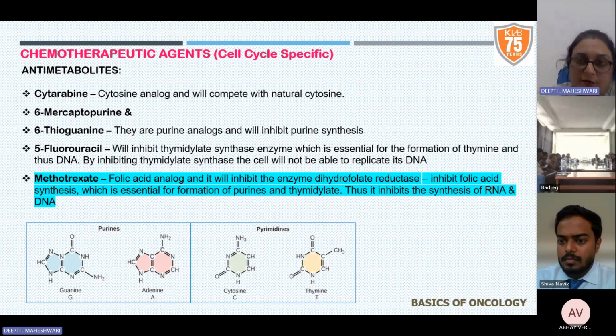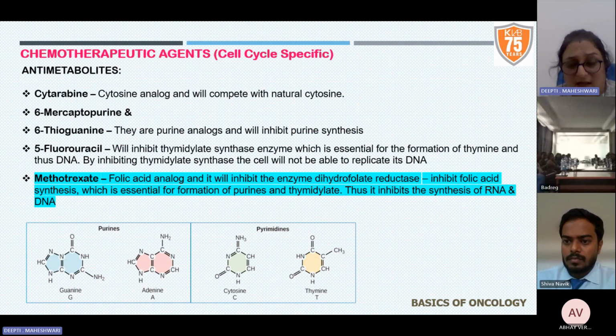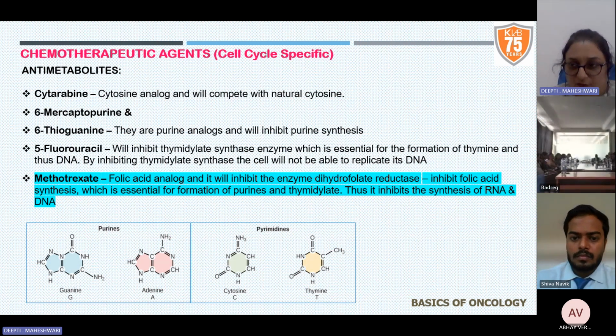So if you don't get the right folic acid for RNA and DNA synthesis, the synthesis cannot take place because the right folic acid is not freely present. Therefore, the RNA and DNA synthesis will not take place. Obviously DNA replication will not be there. If DNA replication is not there, then further the cell cannot multiply itself. So that is the simple mode of action of a folic acid analog, and one of the drugs which is a folic acid analog is methotrexate, which we will be seeing when we go to Mthex.